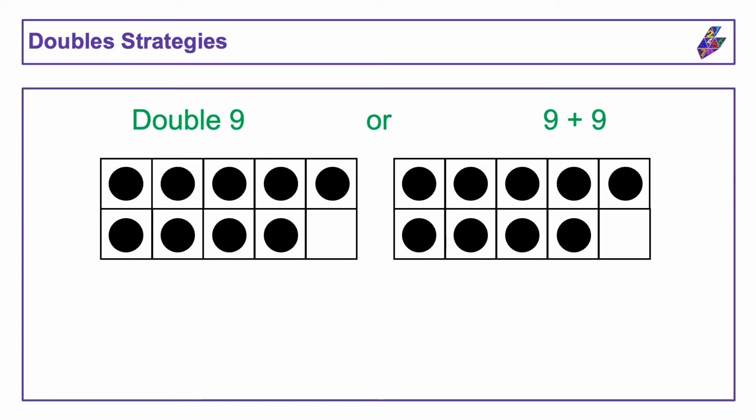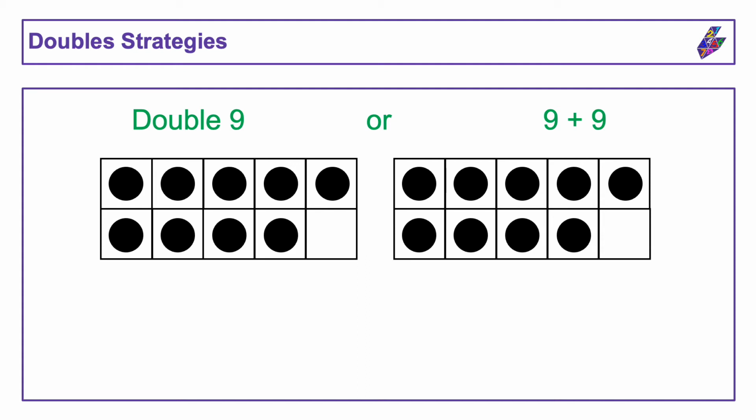The other strategies that we used earlier for double 6 and double 7, involving knowledge of double 5 and other double facts, could also be used for double 9. But let's take a look at a slightly different way just now, so you've got a few different ideas. Instead of using double 5, we could use our knowledge of double 10 to help us. You might have thought about solving double 9 like this.